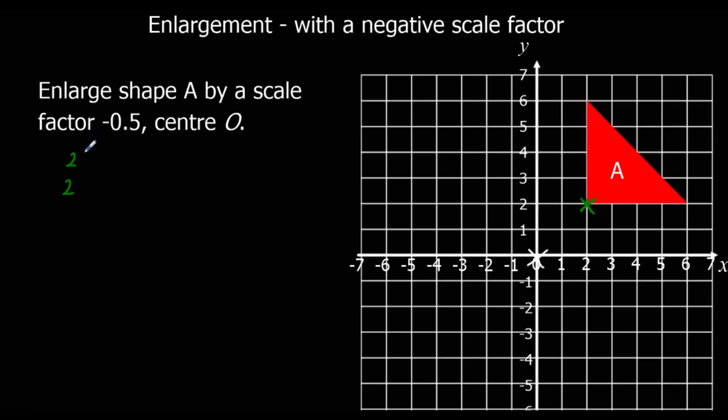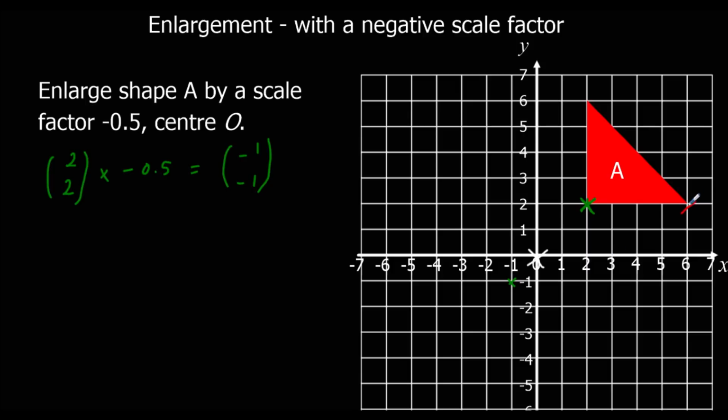So along 2, up 2. And I'm going to multiply that vector by the scale factor, which is -0.5. So minus a half times 2 is minus 1. Minus a half times 2 is minus 1. So to get to my green point now, I'm going to go back 1, down 1. So minus 1, minus 1.